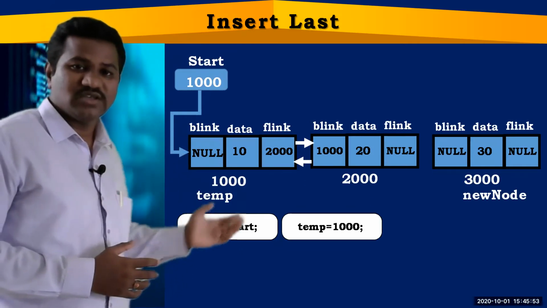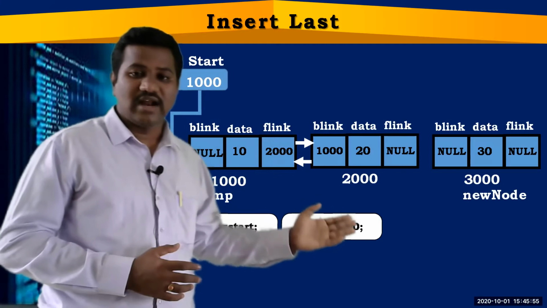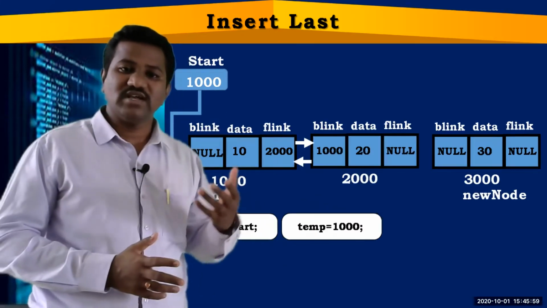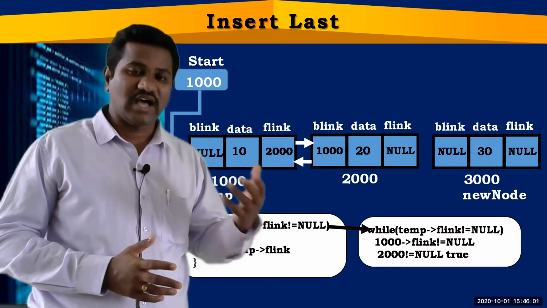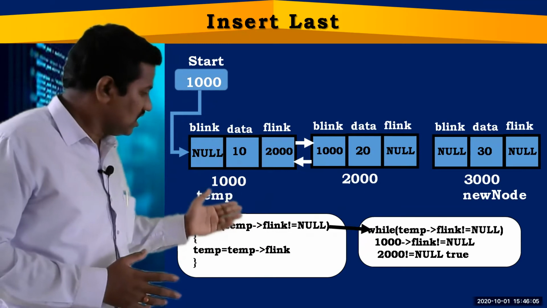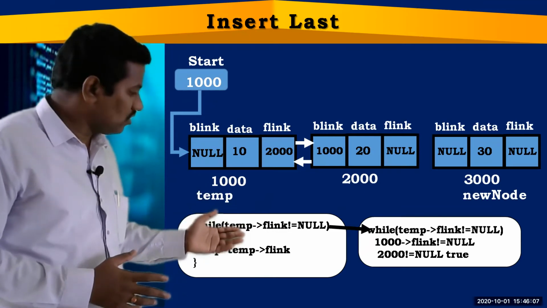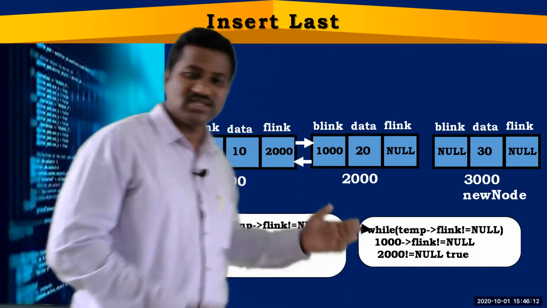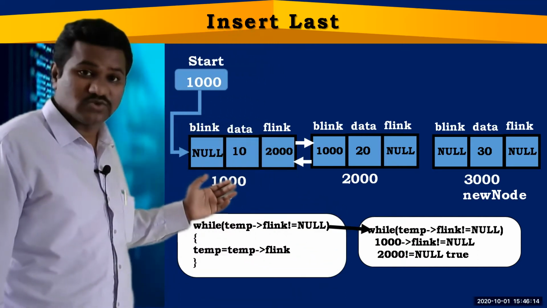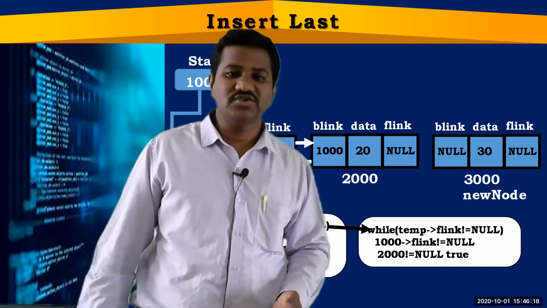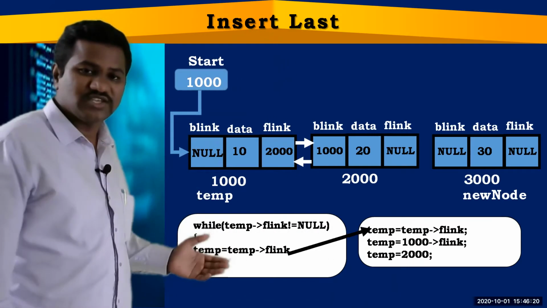Let us see instruction by instruction. Start is assigned to temp. Start contains 1000, and 1000 has been stored in temp. Temp is pointing to the first node, and we need to check whether it is the last node or not. With the help of this code we'll be checking: while temp forward link not equal to null. Temp contains 1000. 1000 forward link means 2000, not equal to null, so the condition is true. If the condition is true, we need to execute this instruction.